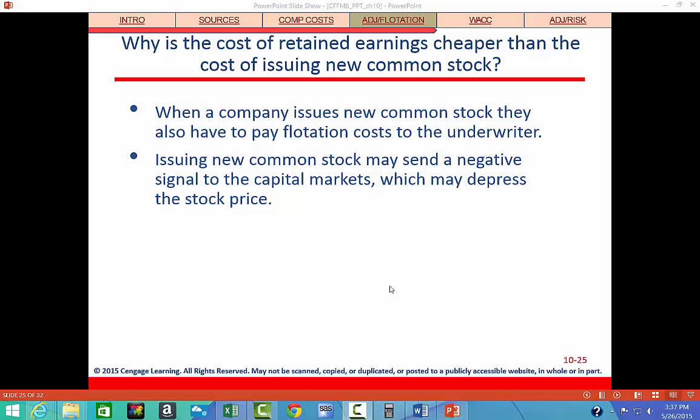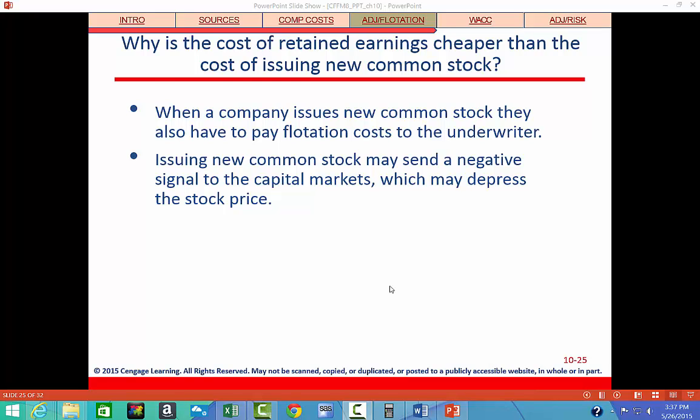So what we haven't talked about yet is that the cost of issuing new common stock is more expensive than just relying on retained earnings. Remember back in the beginning I said we had those two choices with common equity. You could either rely on retained earnings or issue new common stock. Well, if you have to issue new common stock, that means your capital budget was not large enough. You didn't have enough money to fund all your capital budgeting projects.